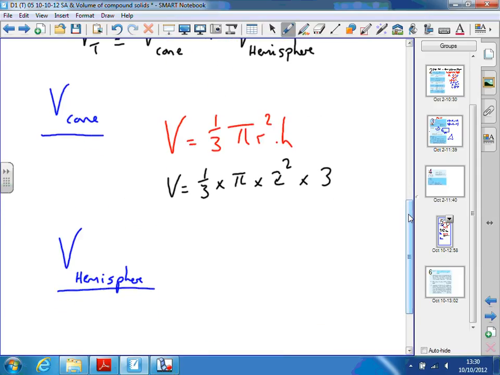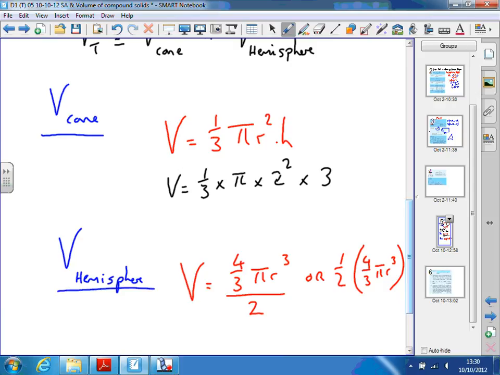The formula, 4/3 pi r cubed, that's the volume of a sphere. So what would I do with that to find the volume of the hemisphere? Half it, right. So it's half that, or divide it by 2. Either way. Or get a half of 4/3 pi r cubed.